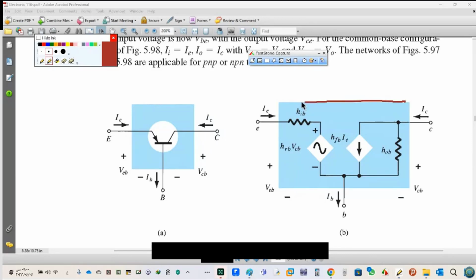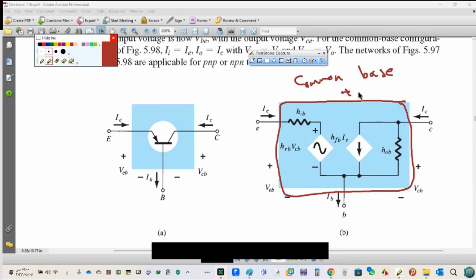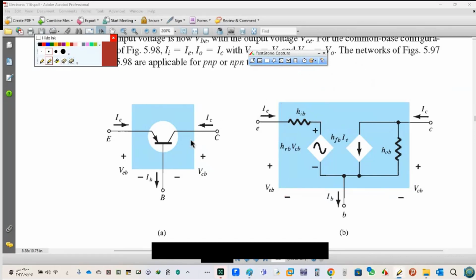And see the same model in common base and common emitter. We have the same thing for common base and common emitter, no change. We just change this subscript from E to B or B to E. And this is the benefit of hybrid. We don't have any change.